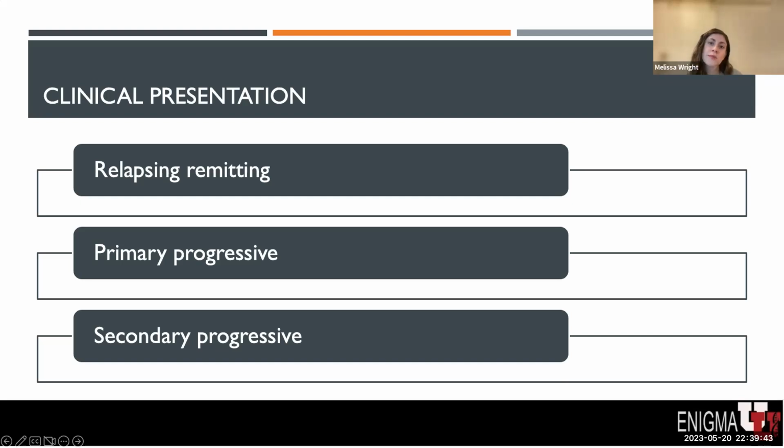In contrast, in primary progressive MS, patients do not have recovery in between neurologic symptoms and develop this gradually progressive neurologic dysfunction. In secondary progressive MS, patients initially follow a relapsing remitting course, but with time subsequently develop ongoing progressive neurologic dysfunction, similar to the pattern seen in primary progressive MS.